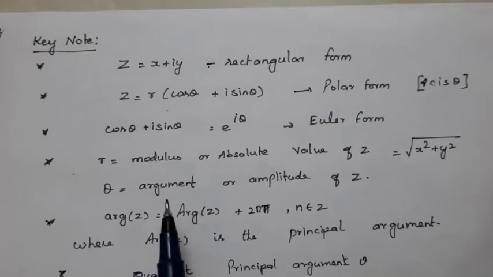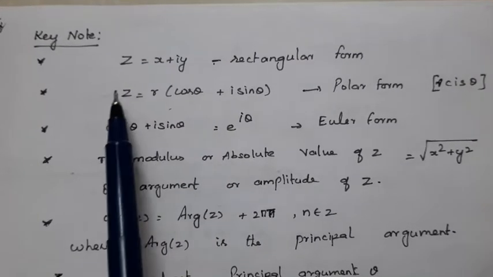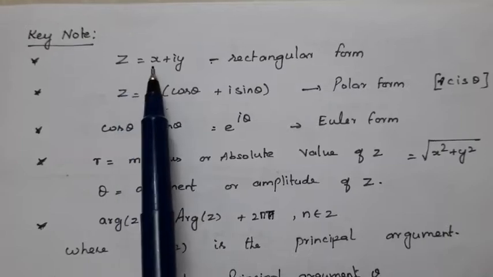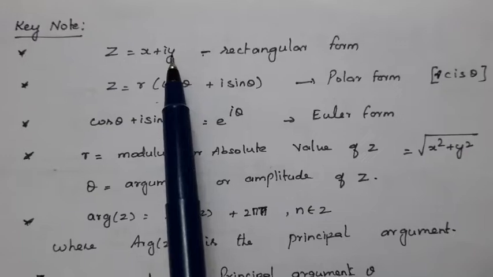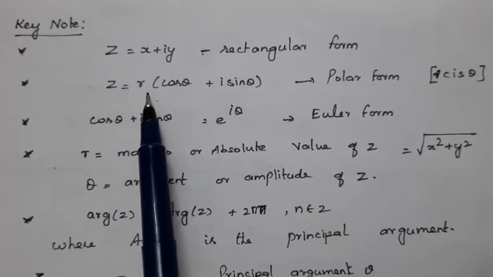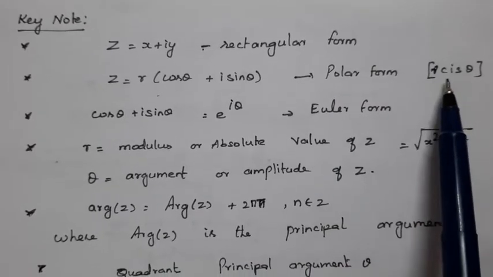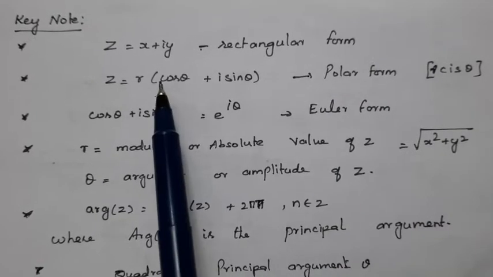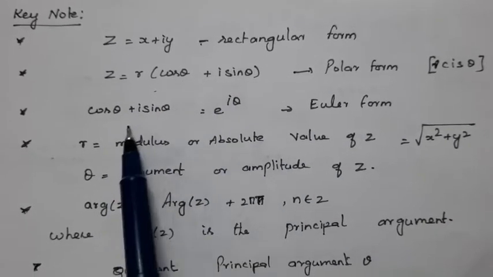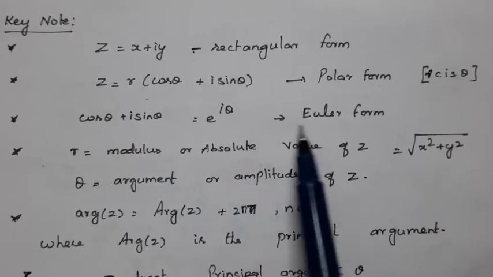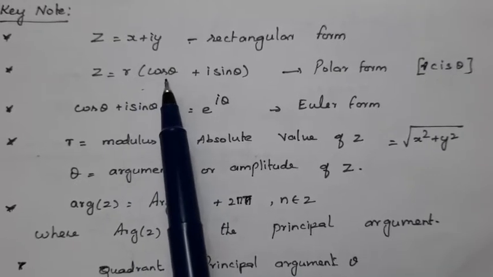Before doing the example and exercise problems, let us recall what we did in the previous video. If z is represented as x plus iy, it is said to be in the rectangular form, where x and y are called rectangular coordinates. If z is written as r into cos theta plus i sin theta, it is said to be in the polar form. In short, we can write it as r cis theta. And this cos theta plus i sin theta can be expressed as e power i theta, and this is called the Euler form. Then r and theta are called polar coordinates.